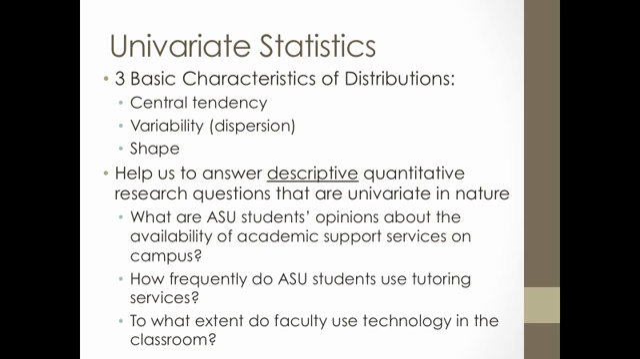And then finally, maybe we could ask, to what extent do faculty use technology in the classroom? So again, we could survey faculty or maybe observe faculty and measure, using quantitative data, the frequency to which they're using technology. And then we could use univariate statistics to respond to a research question. So I'm going to go through specifically the different types of univariate statistics next, and then we'll return to an example of a research question with actual data to use to respond to that research question with univariate statistics.